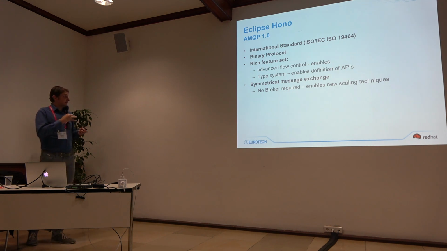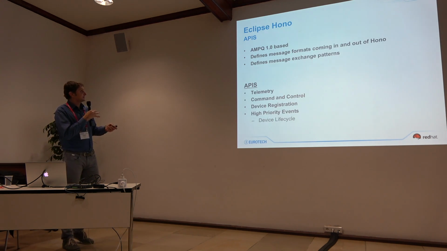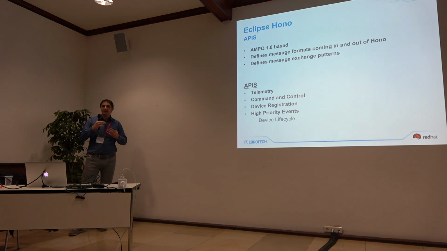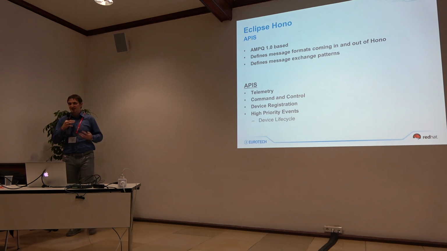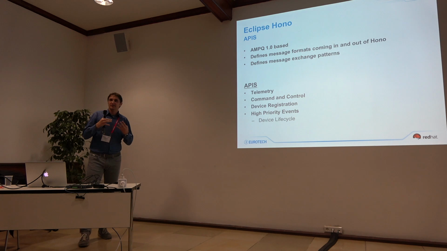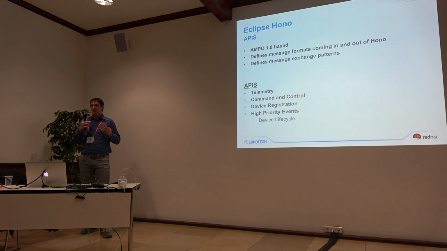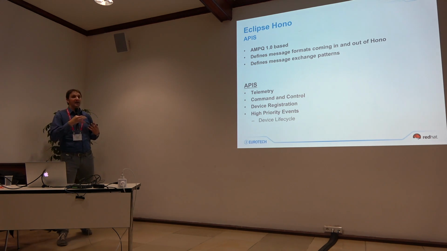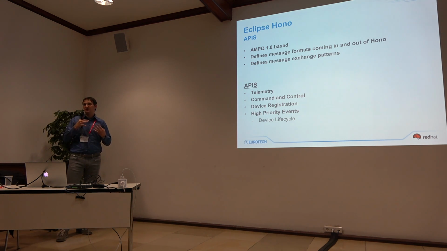But that's not the only thing that's important about the type system. The type system allows us to define basically a kind of messaging API. And this is exactly what we need for this kind of system. So API, not in terms of a programming language API, but defining the exact message formats flowing in and out of Hono, and defining the message exchange patterns that we accept in this communication.